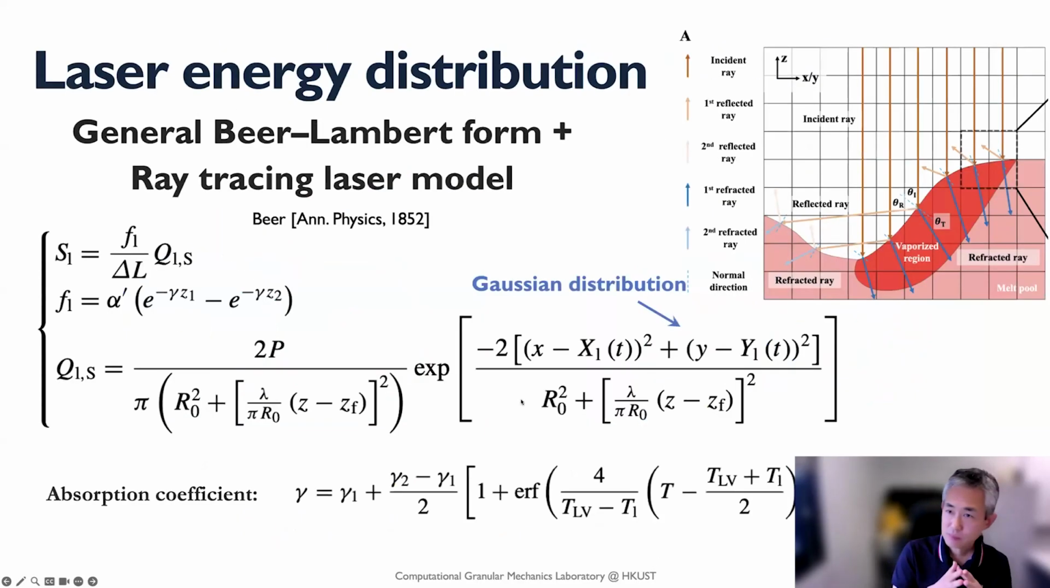And then the next part is we want to develop a higher fidelity laser source. We developed this laser energy distribution using a generalized Beer-Lambert form plus a ray tracing laser model. Then we can simulate this laser source as a Gaussian or as a homogeneous, uniform one. A uniform one is not realistic. Normally, people use the Gaussian distribution for that purpose.